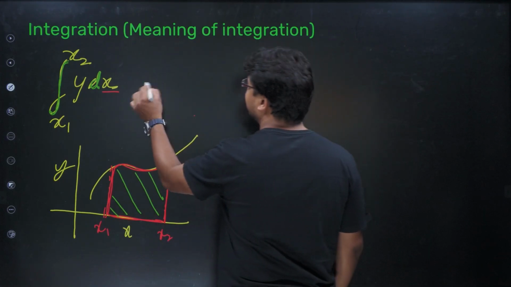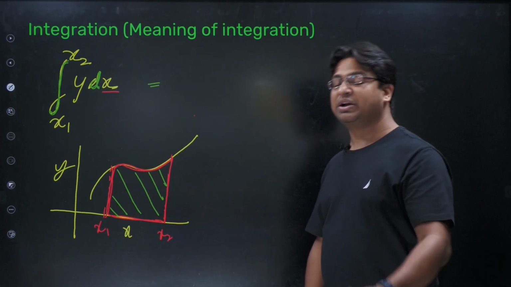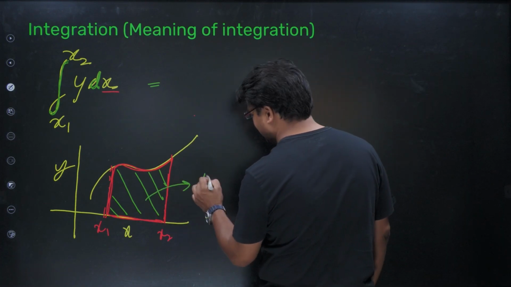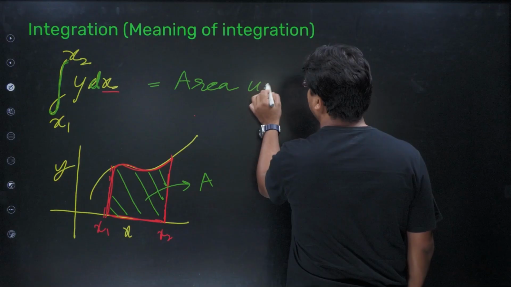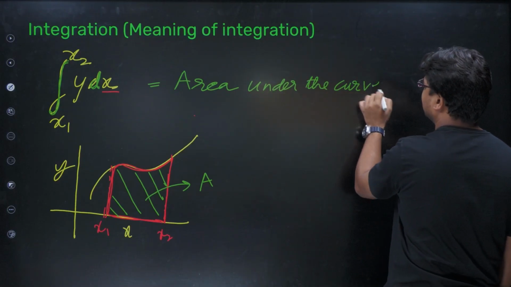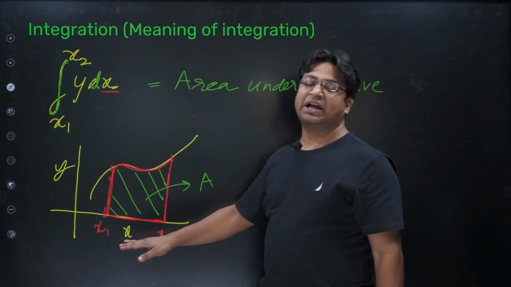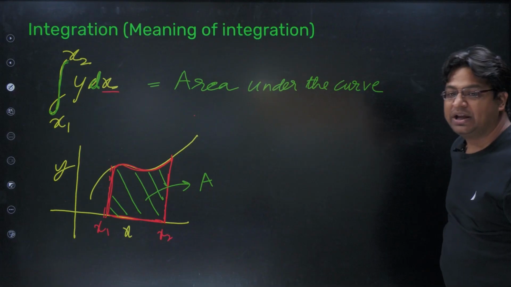So when you finish this integral and substitute the limits, and then you get the numerical value, that numerical value is basically this area that you get. It is the area. We call it area under the curve. It is understood that it is under the curve and between the x-axis and the two limits. So it is called area under the curve.